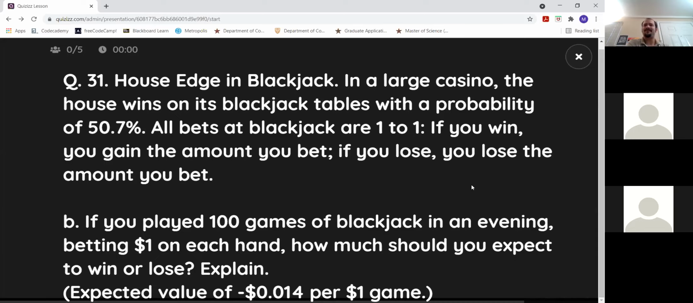If you played 100 games of blackjack in an evening and you bet $1 in each hand, how much should you expect to win or lose? Explain. Okay. I want to know how much you're going to win or lose. And so if we're going to lose like this, what? 0.014 per dollar game. How much if we play 100 of those games? So this is for every one game, and we're doing 100 $1 games.